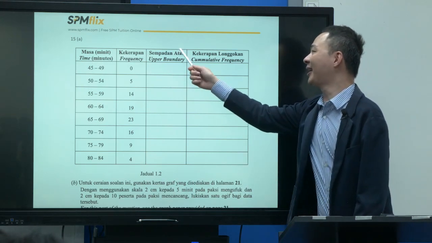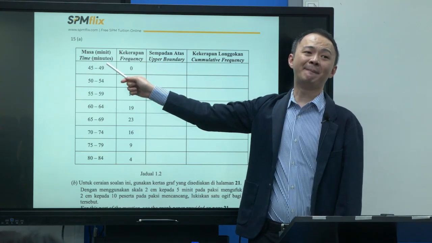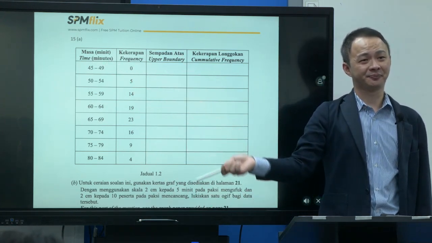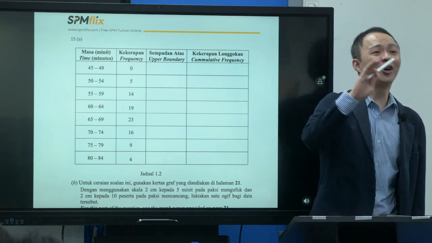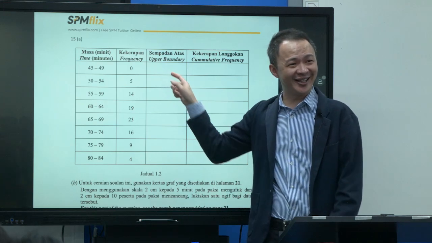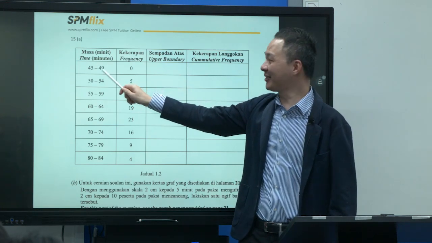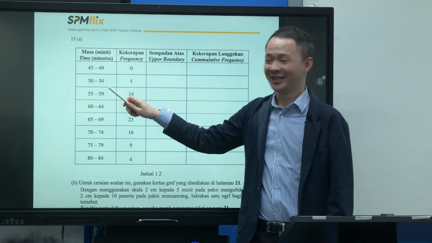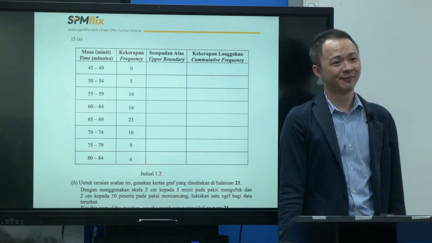Upper boundary, sempadan atas, tambah 0.5. But not all the time do you plus 0.5. The correct way of doing this is to take this value plus the previous lower boundary, divided by 2. Ini tambah ini bagi 2.